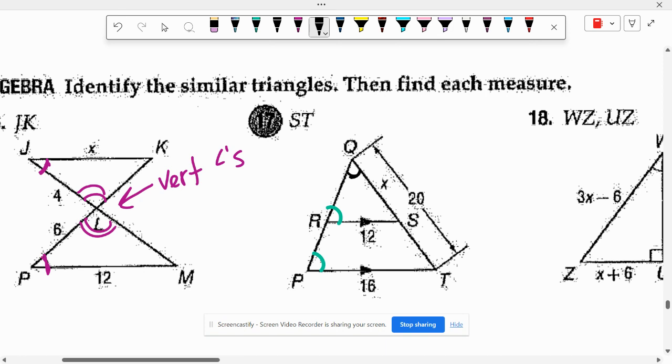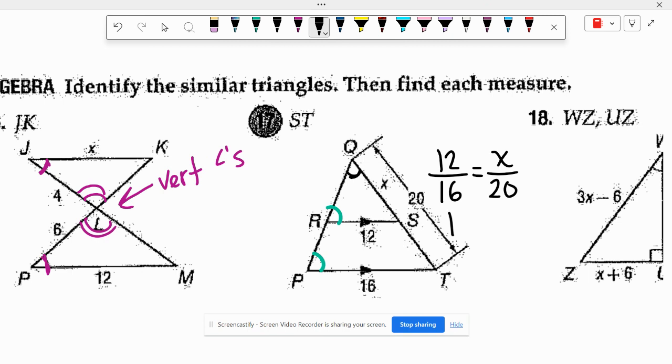How about if I said small triangle, 12, the base of the small triangle is to the base of the large triangle, 16. And that has to equal the side of the small triangle compared to the side of the large triangle. So 16x equals 240, which means x equals what?